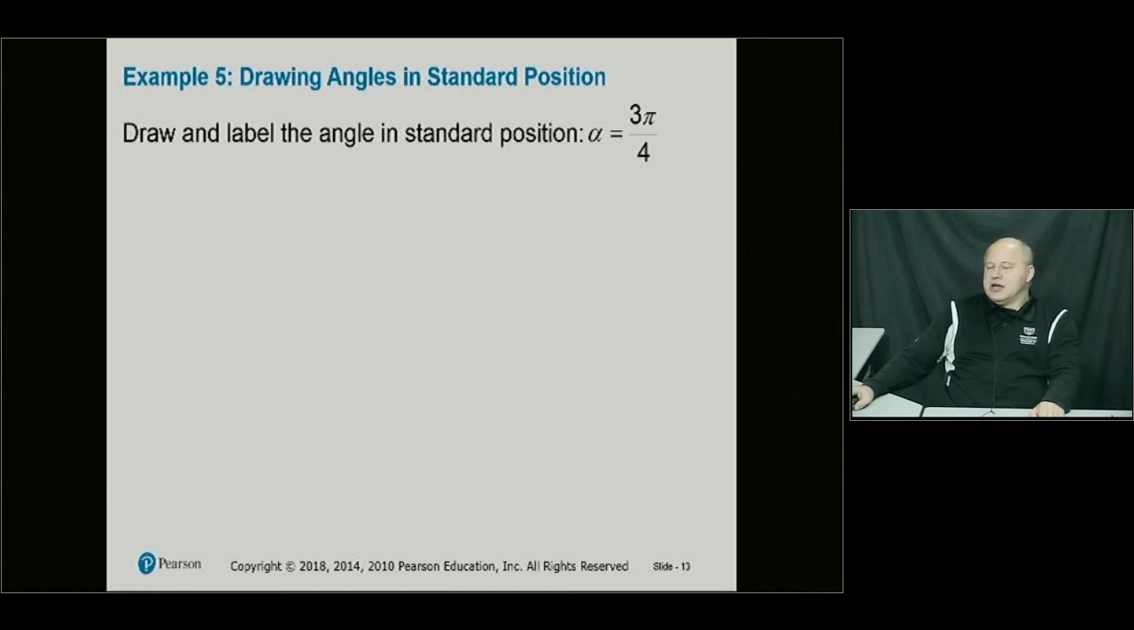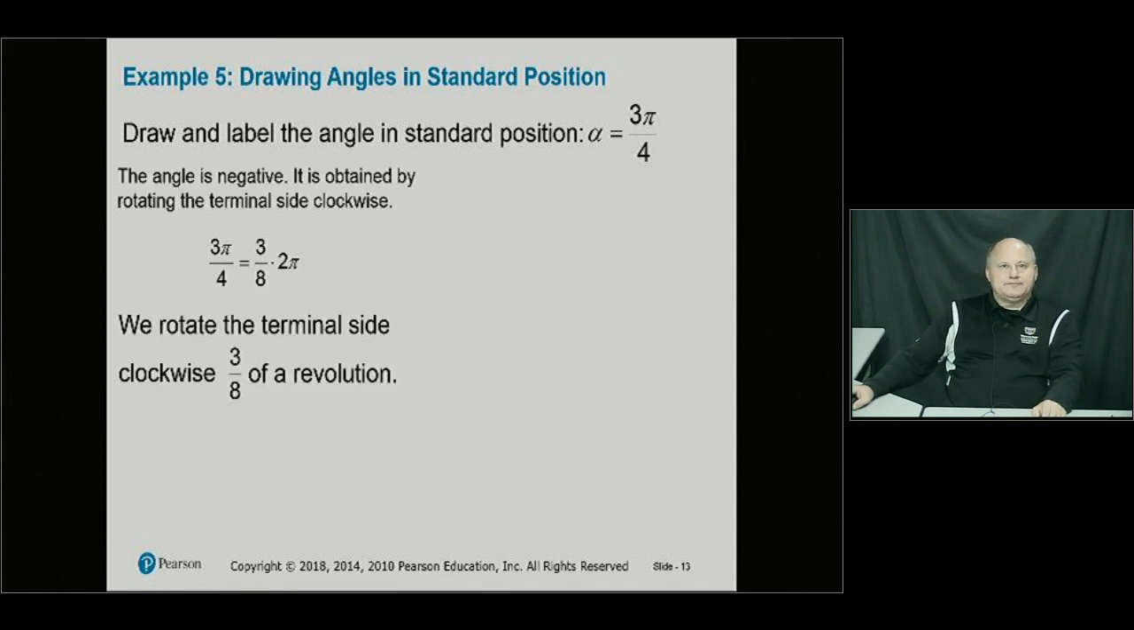Okay, next one. Example 5, drawing angles in standard position. This is just another one. 3 pi over 4. This actually is a positive angle. The angle is negative? No, it's not. It's positive. I don't know why they put negative, but it should be positive. It is obtained by rotating the terminal side. Actually, it should be counterclockwise, because I do not see a negative on that one.